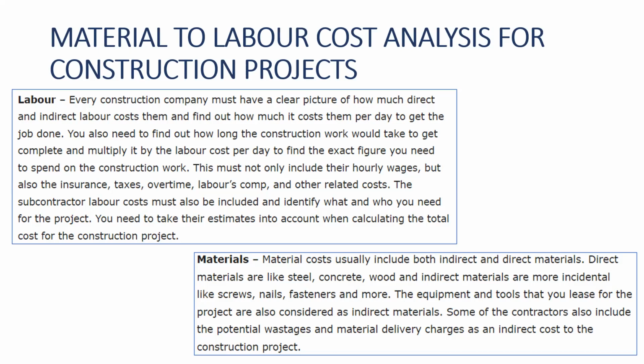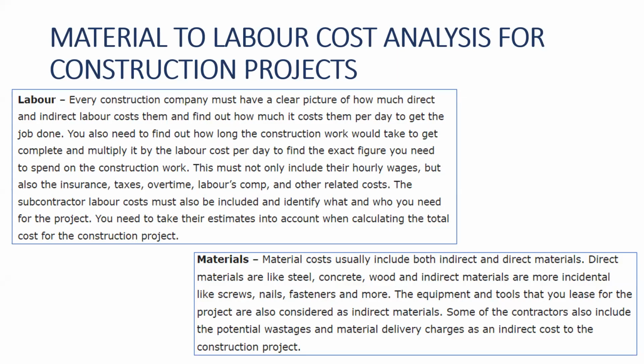The equipment and tools that we use or lease for the project can also be considered indirect material. We all know that we lease scaffolding for construction projects. Mostly, if it is not a very large-scale construction company, most companies lease those materials for their construction work. So the leasing of scaffolding and other equipment and tools can also be taken as indirect material for the particular construction project.